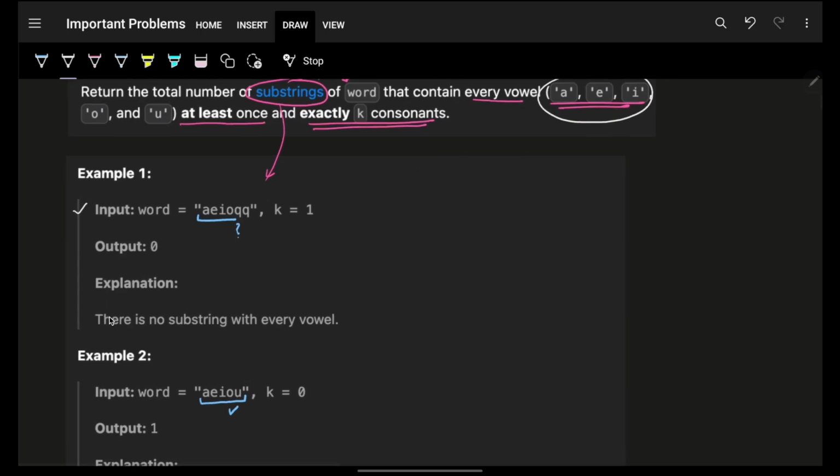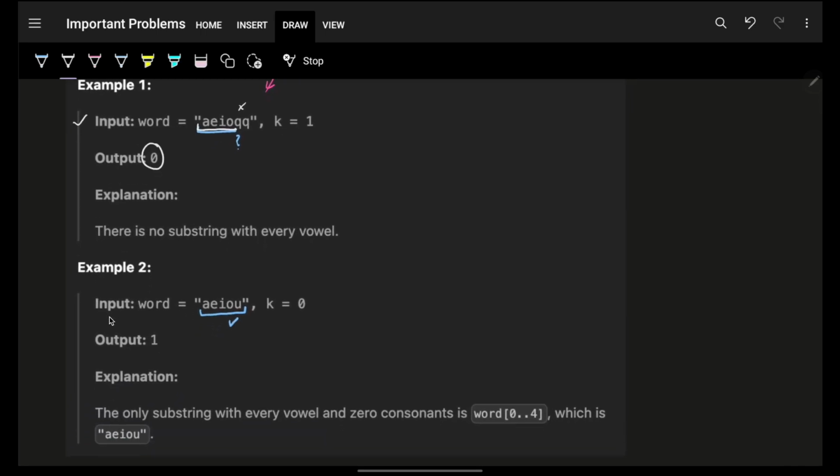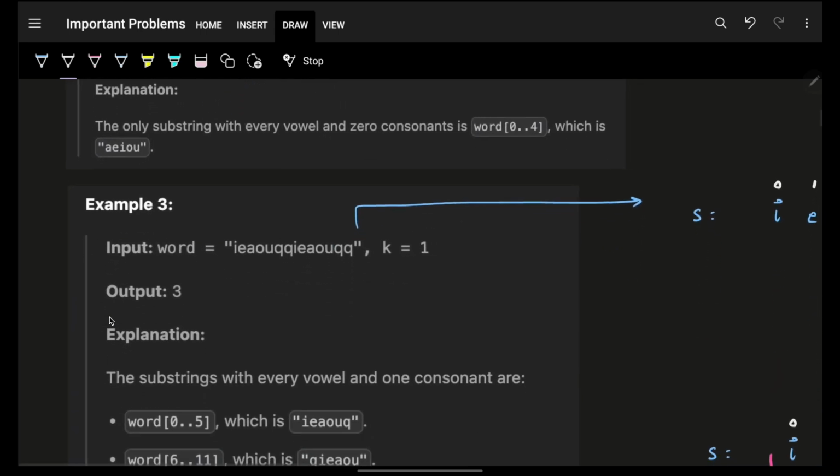Example says that, okay, first one, I want A, E, I, O, U. U is not there, so it's not even possible to have one substring itself. Answer is 0. Here, I have A, E, I, O, U, and the number of consonants I need is 0. That's the reason it is perfect. I have found one substring. In this case, I have A, E, I, O, U, and one consonant only. So this is one possible option. Next possible option is A, E, I, O, U, and one consonant. Again, I have got one option. There's one more. If you see, A, E, I, O, U, and one consonant like this. So these are the three which I could find, and that is the reason it is my answer.